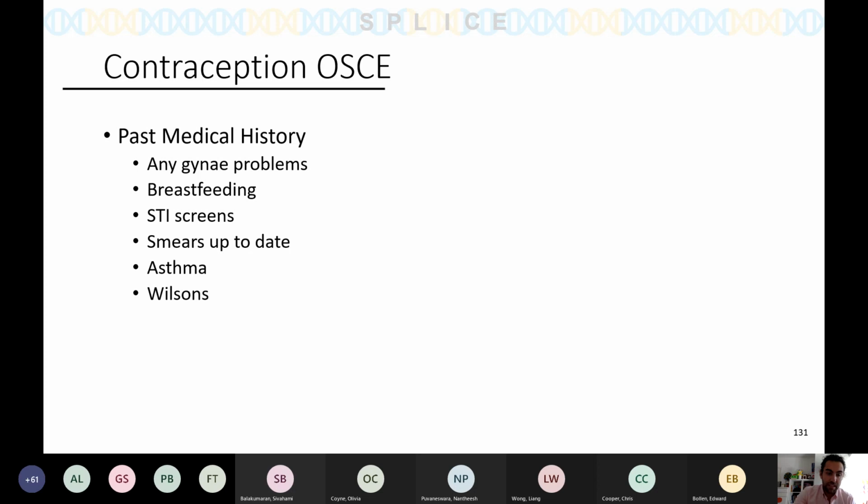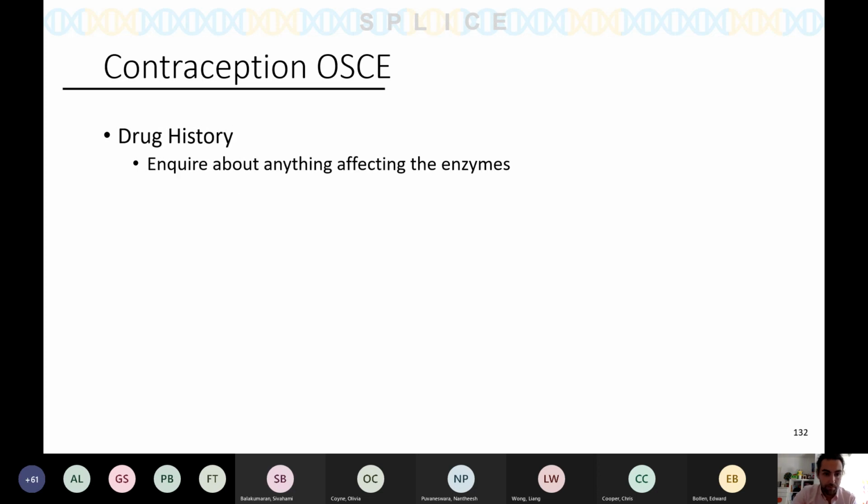Past medical problems as well is quite pertinent. So any gynae problems, do they have any abnormalities that may make fitting an IUD quite difficult? Are you breastfeeding? Are you up to date with your STIs? Smears up to date. Asthma as well. If you've got severe asthma to the point where you're taking steroids, it's a contraindication to LO1. Wilson's disease as well, interestingly. You can't give the copper coil if they've got Wilson's.